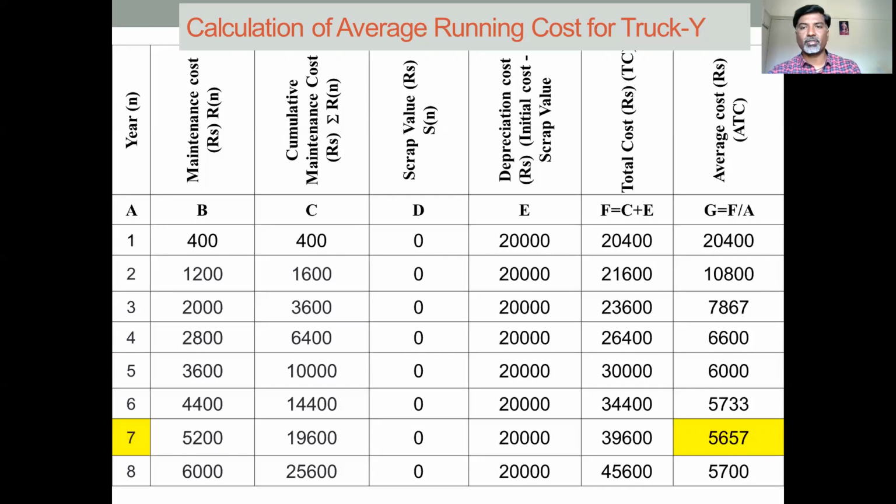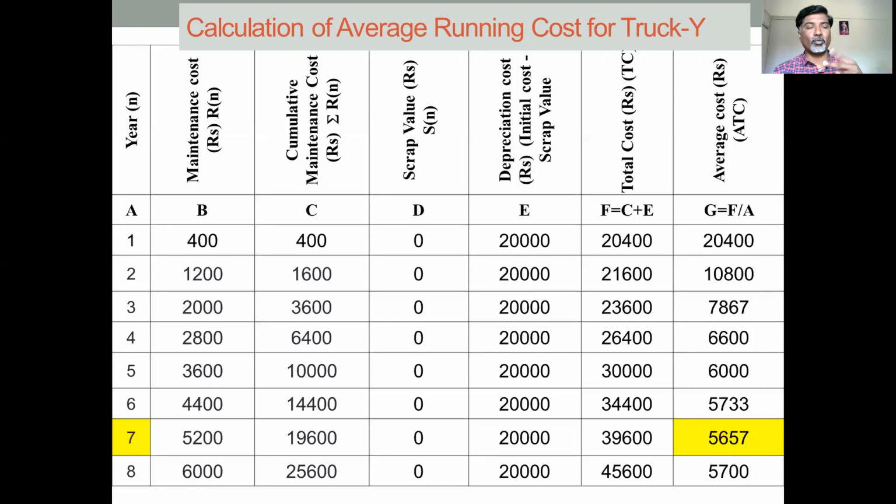Then average cost is equal to total cost divided by number of years. If you divide total cost by number of years, you will get the average cost. For the second year, they have given that from the second year, every year the cost is increasing by 800 rupees. So the first year cost is 400 rupees, in the second year 800 rupees.